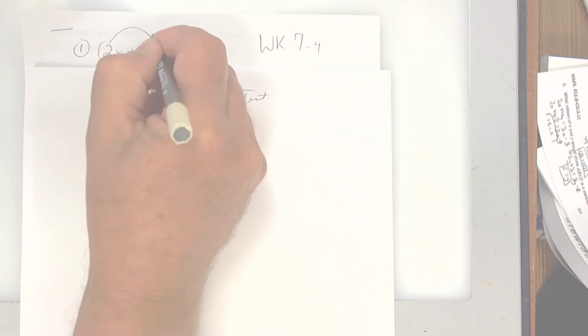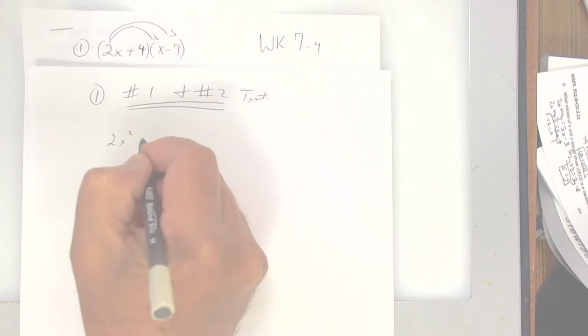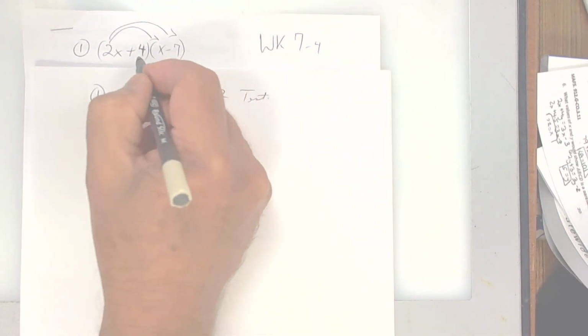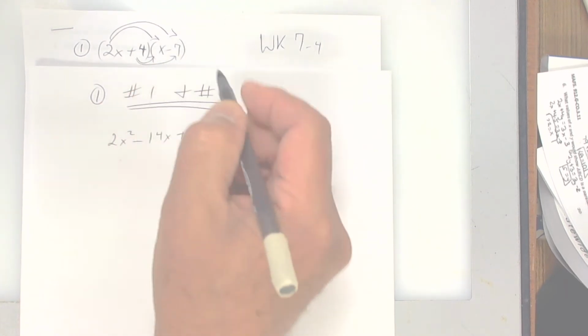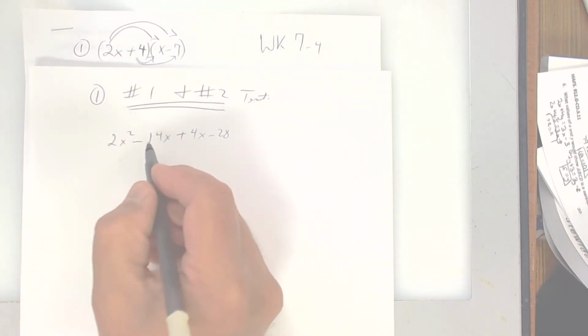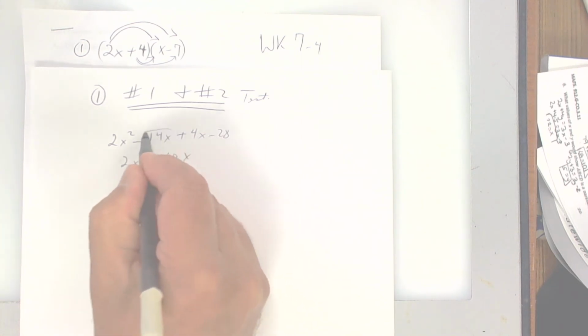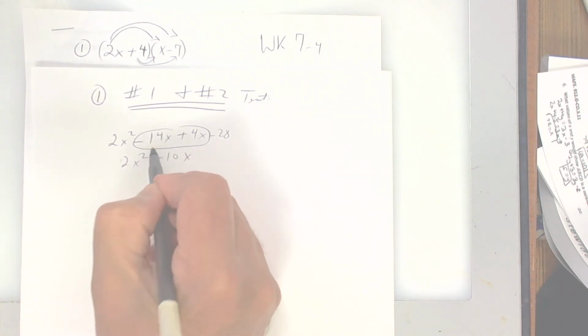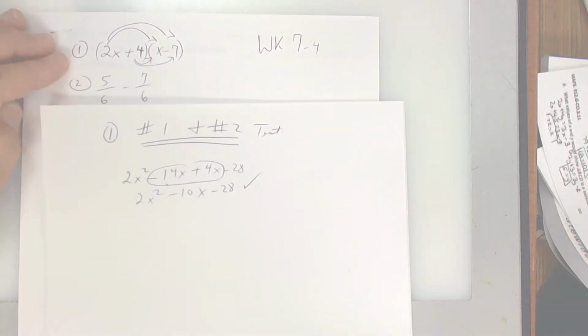This right here, 2x times that is 2x squared. 2x times that is a negative 14x. This times this is 4x, that's a plus, and this times this is a negative 28. And when you add all this up, you get 2x squared minus 10x, because you got to add these two up, and you got more negatives, and then minus 28, and you're done. That's the answer, and that's how you do FOIL.